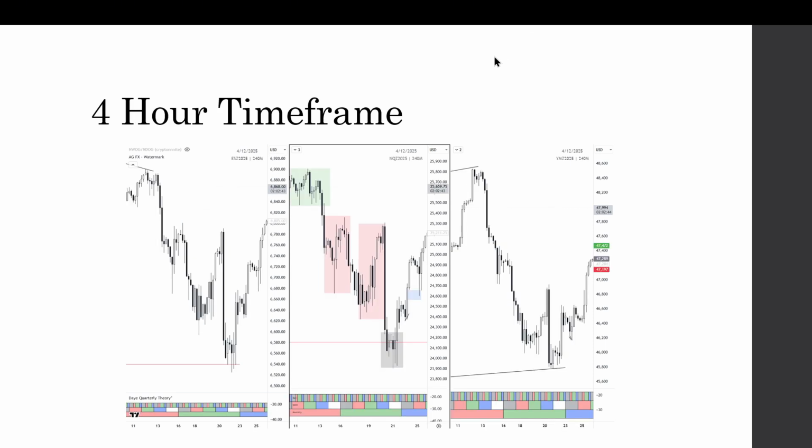So on the 4-hour time frame, as I said, you use it to mark PD arrays like the imbalances, but you can also mark a market maker model. So over here, you can see as price traded into that higher time frame level that we had marked, where we had the SMT to indicate higher prices.